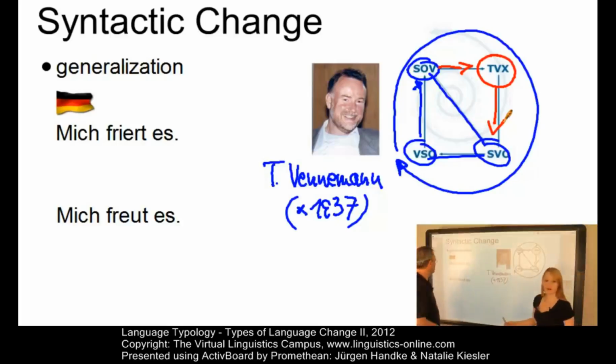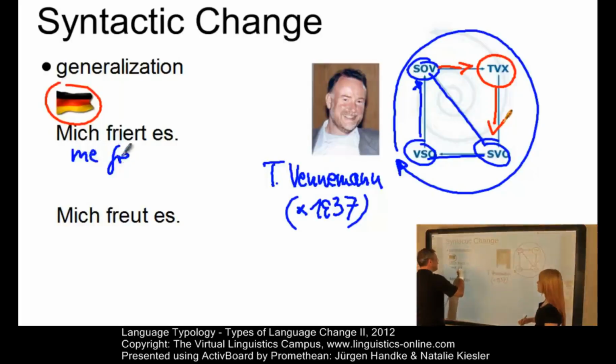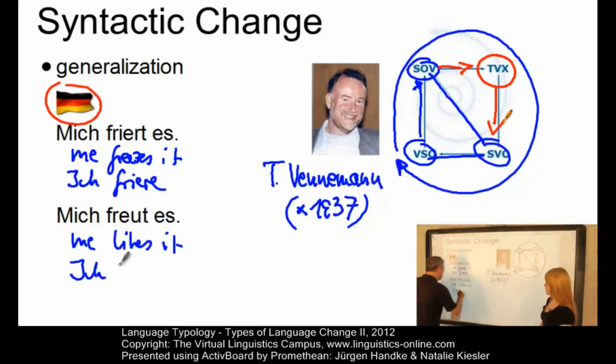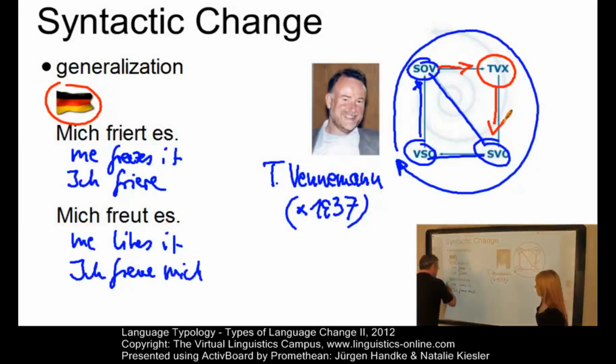Here are also some more examples of impersonal constructions that still occur in modern German. The first one is mich friert es, which is in English me freezes it, and it became ich friere or I freeze in English. And the second example is mich freut es or me likes it in English, and it became ich freue mich, so I like it. So these are impersonal constructions in German. Exactly. So this is then literal. We have to be careful. This is no standard English, of course.